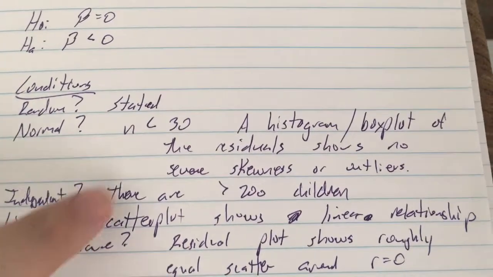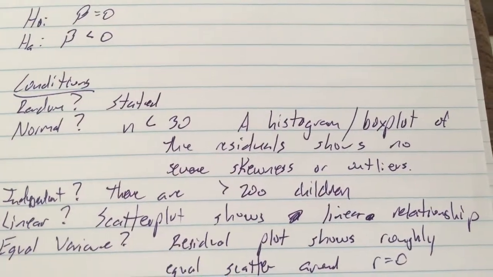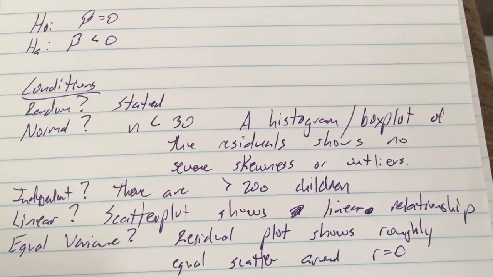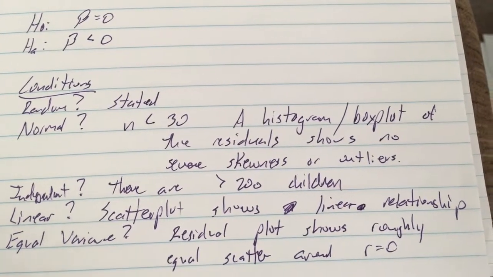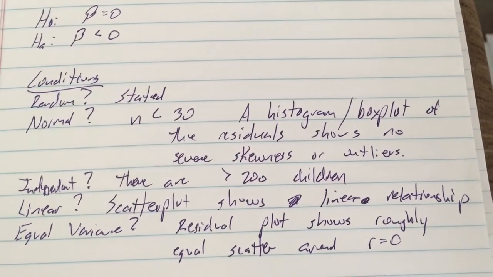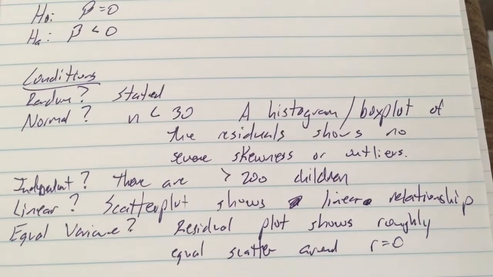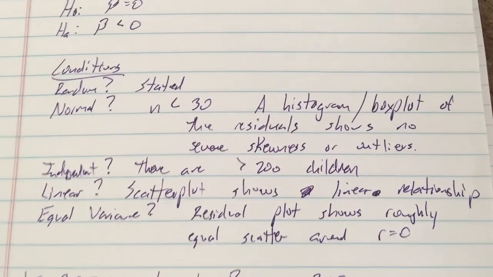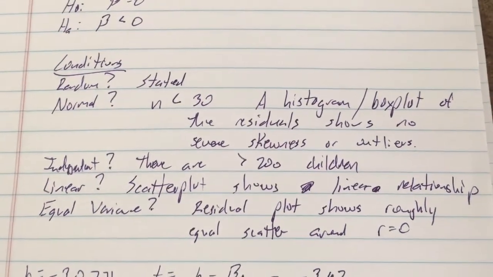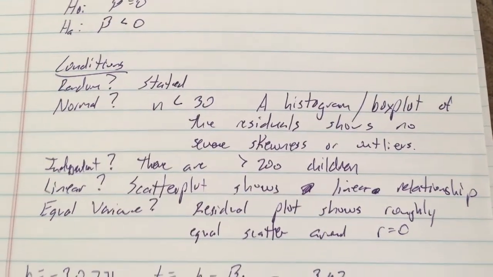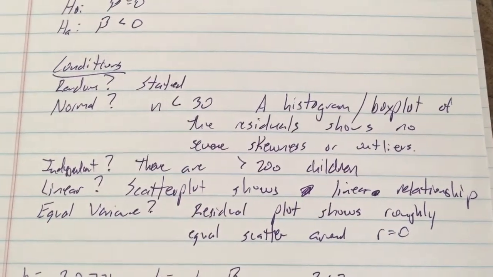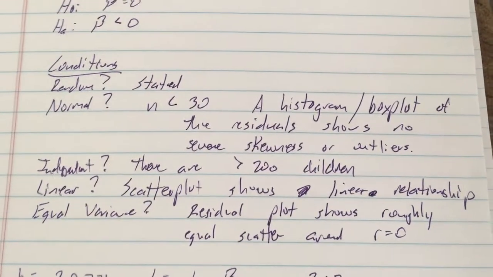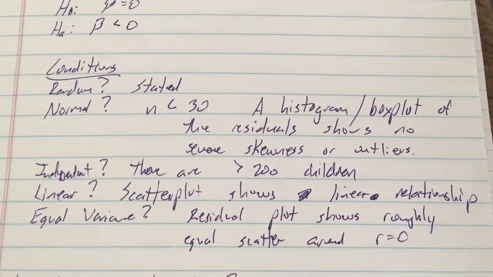Equal variance. Again, this is kind of like the normality. They did not give us the residual plot here. They will always give you the residual plot on the AP test, and you can see from that whether or not there's equal scatter around the r equals 0 line. Remember in the last video I showed you guys examples of what equal variance is not. If it makes like a trumpet funnel shape, then that's not equal variance. Equal variance needs to look roughly scattered above and below the line kind of evenly. All right, so all 5 conditions have been met.